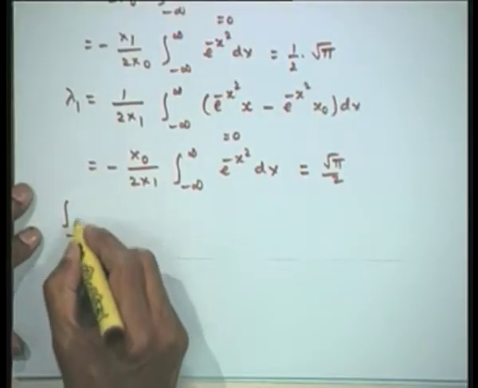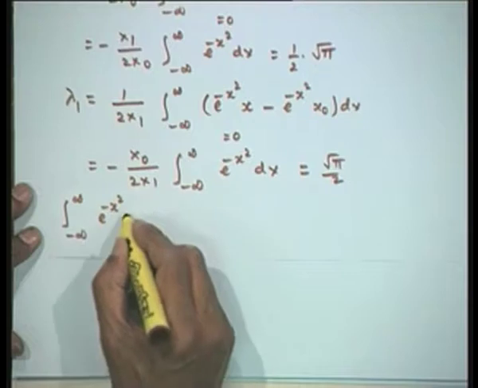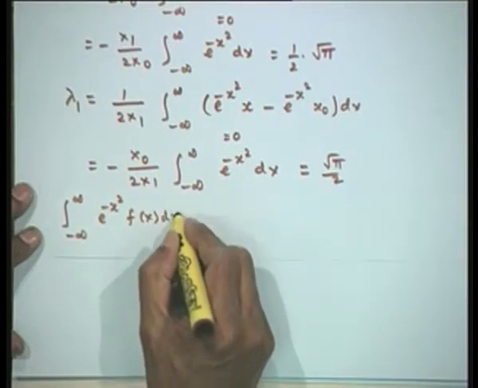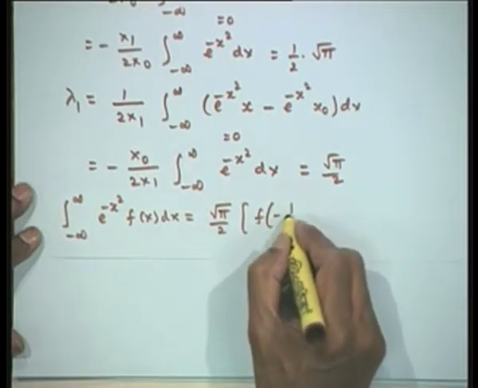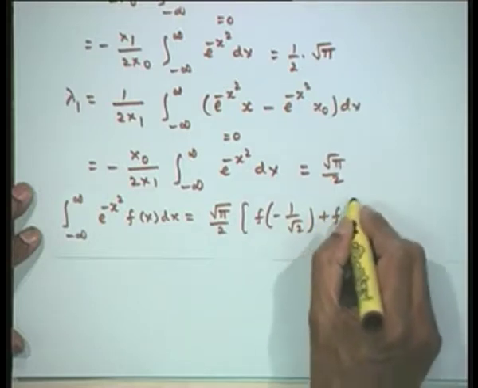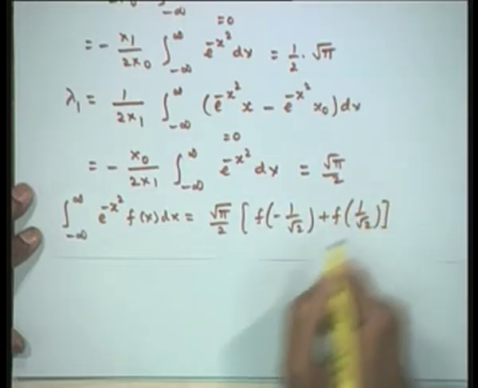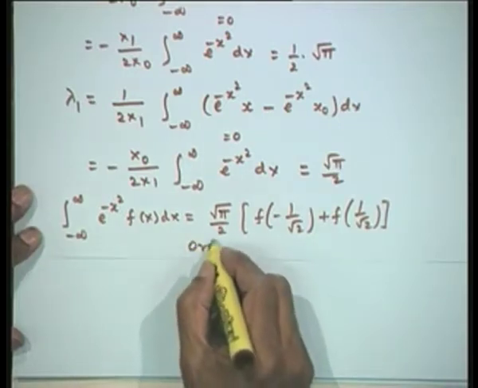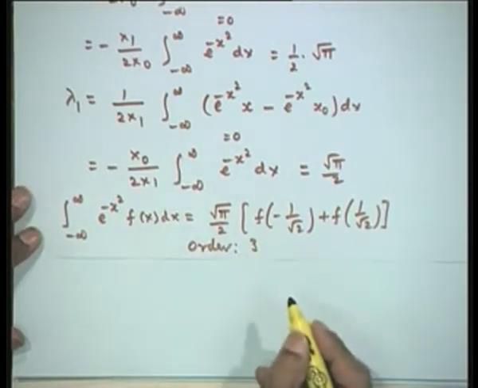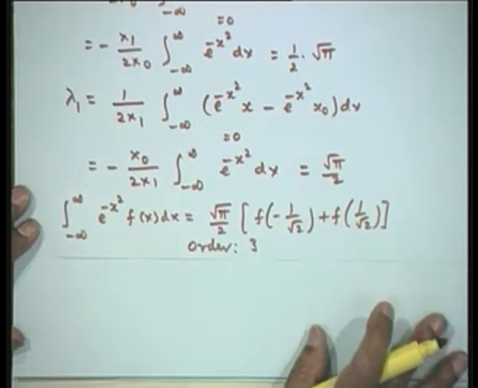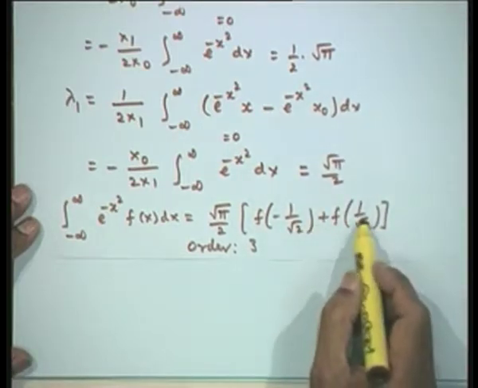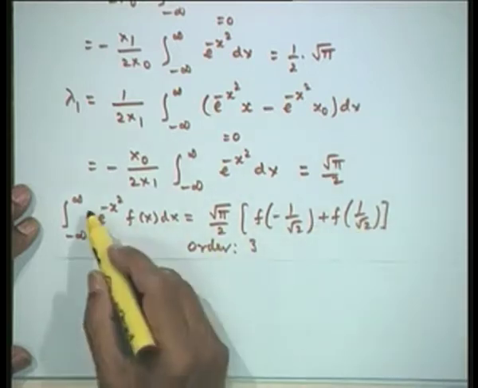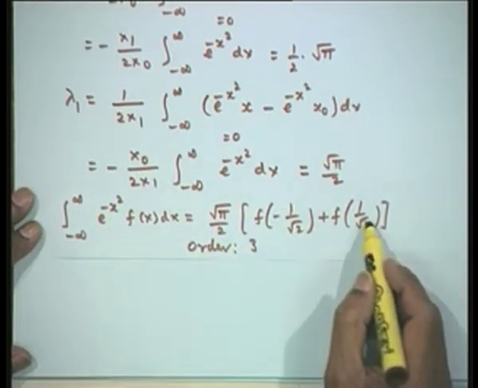Therefore, our formula is integral from minus infinity to infinity of exponential of minus x squared f(x) dx. Both the weights are the same, root pi by 2, f of minus 1 upon root 2 plus f of 1 upon root 2, and the order of this formula is 3. Now, you can see that these are symmetrically placed about the origin. Minus 1 upon root 2 and 1 upon root 2 are the two abscissas.